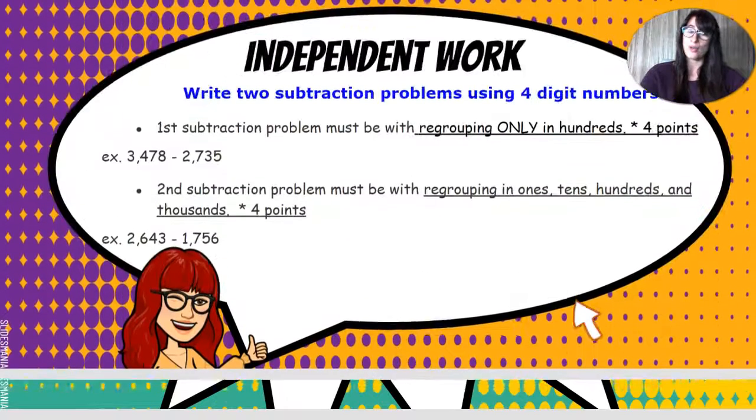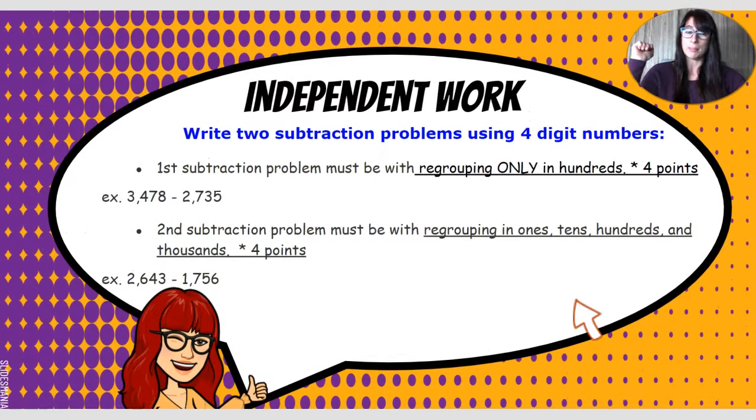Okay, everyone, as always, now is your turn. You have independent work in Schoology. You have to write 2 subtraction problems using 4-digit numbers. First subtraction problem must be with regrouping, only in hundreds. You'll get 4 points, something like this, right? In hundreds, I have to regroup. I gotta go next door. And the second subtraction problem must be with regrouping in ones, tens, hundreds, and thousands, something like this. Okay, but just don't use my numbers, and you will get 4 points. Remember to use 4-digit numbers.